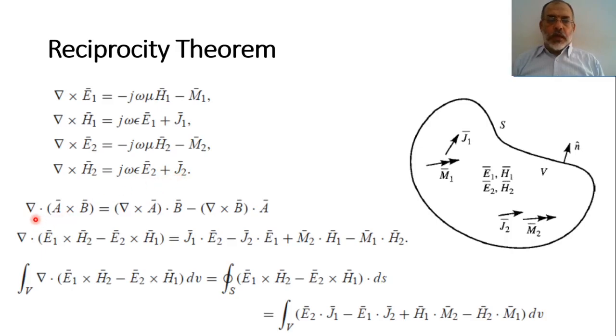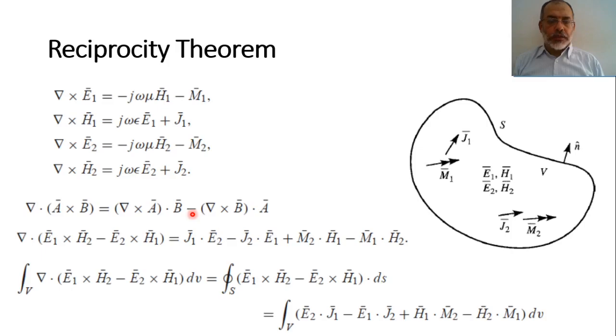Now, by applying the vector identity that the divergence of A cross B equals curl A dot B minus curl B dot A, so we can say that the divergence of E1 cross H2 minus E2 cross H1 equals what? Effectively, the divergence of E1 cross H2 would be curl E1 dot H2. So it would be minus j omega mu H1 dot H2 minus M1 dot H2. Okay? So this is the first term.